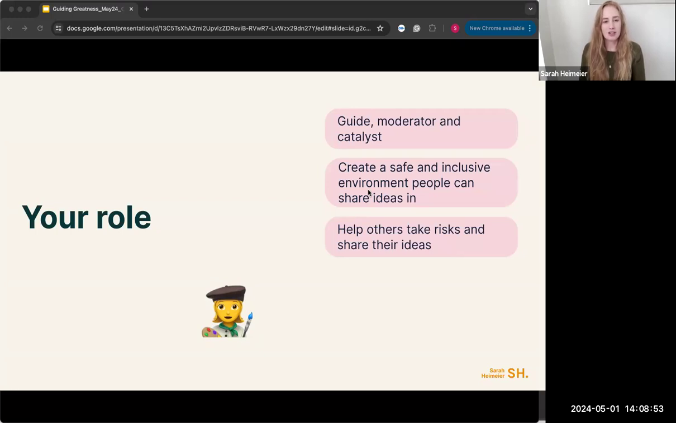What I always love to do, as examples of the strategies I put in place to fulfill this role, is to set the ground rules for the session. So how do we want people to engage during this session?